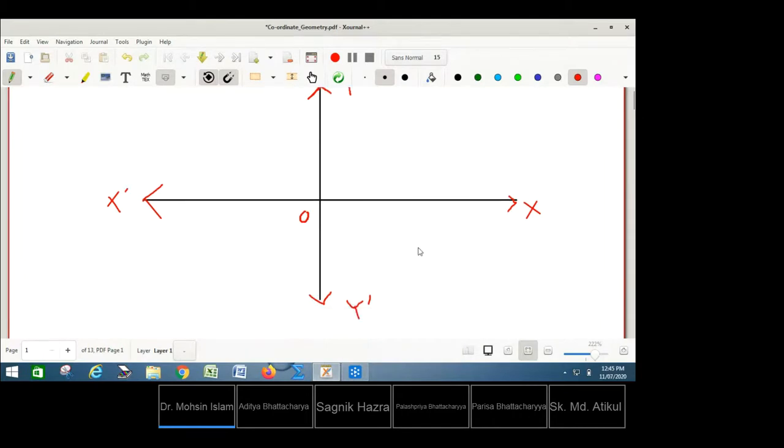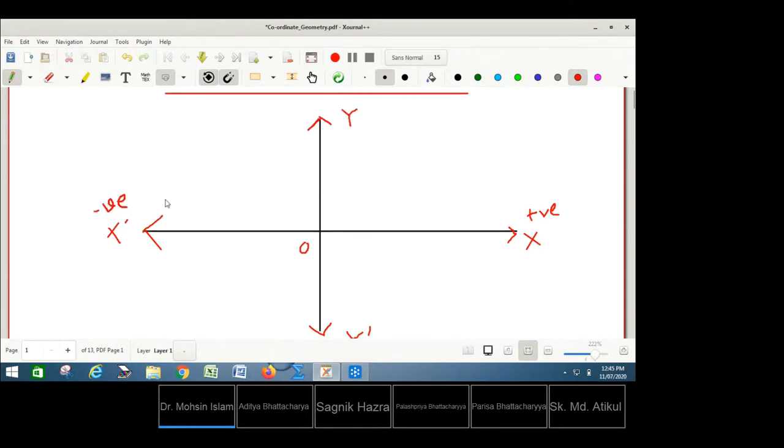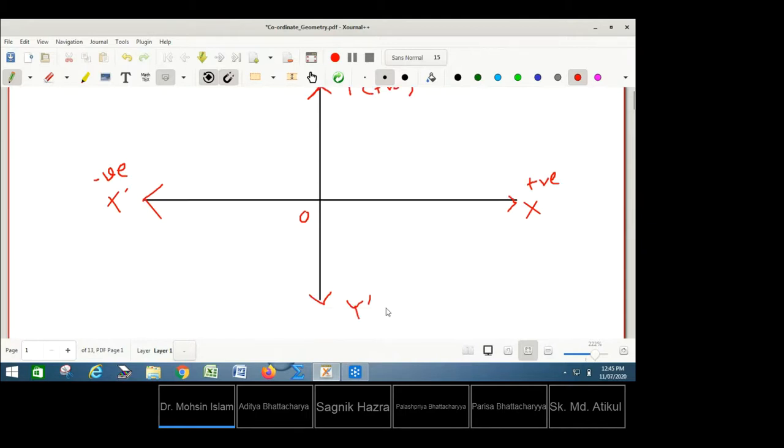So what do you have? In this direction x is positive. This is the positive direction of the x axis, and this side is the negative direction of the x axis. Similarly, if you go up, this is the positive direction of the y axis, and this is the negative direction of the y axis. Okay, and this is the origin.